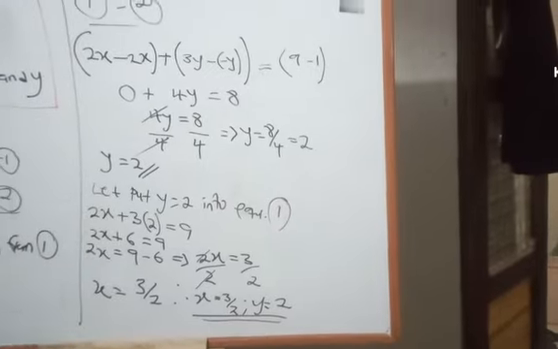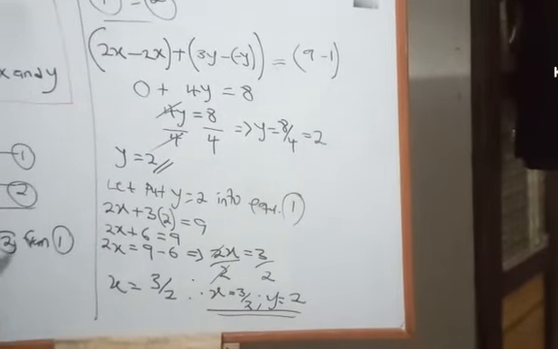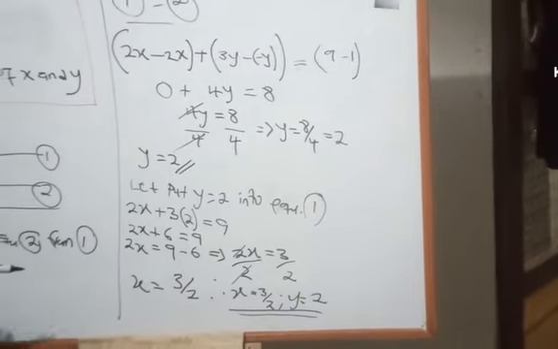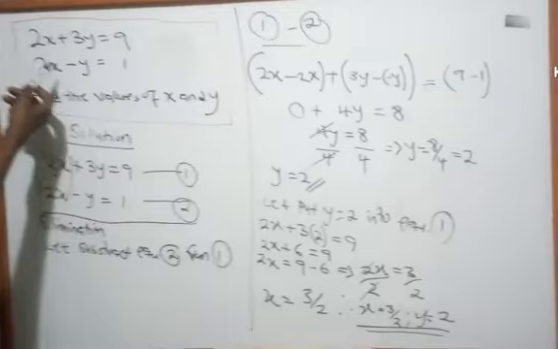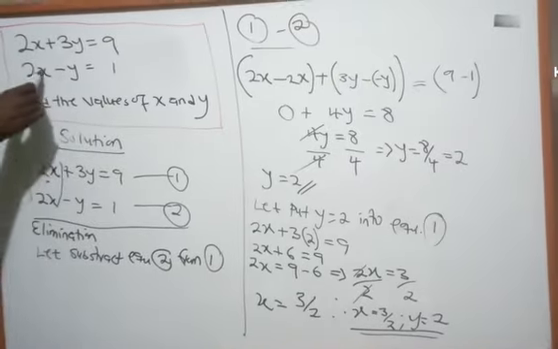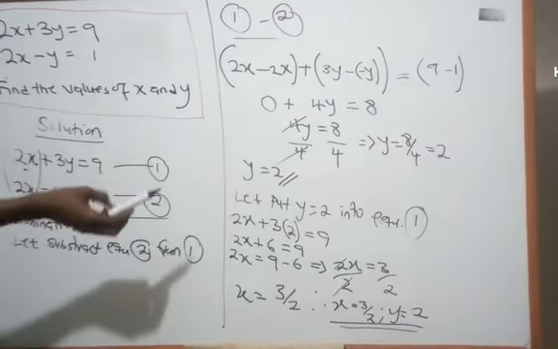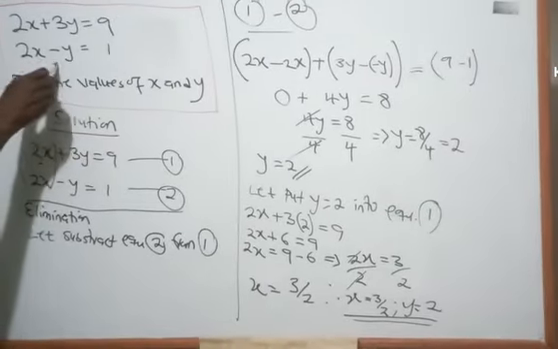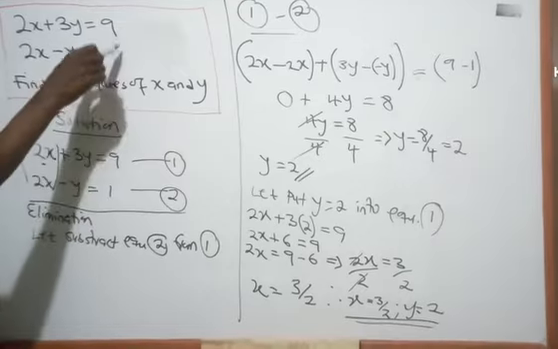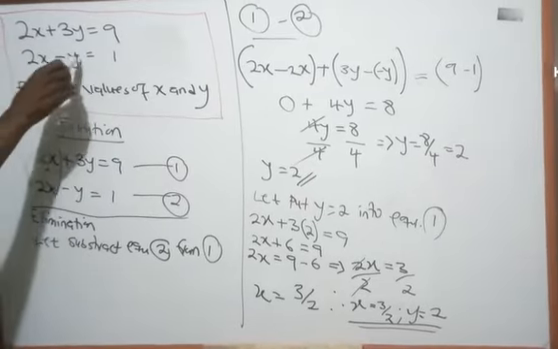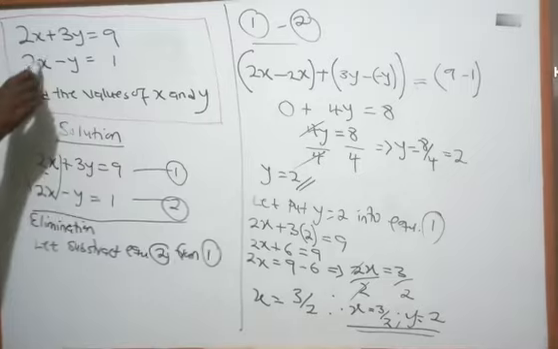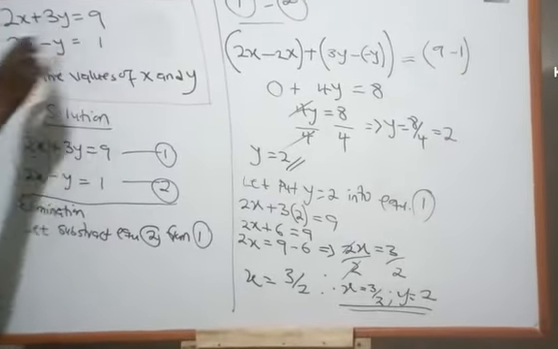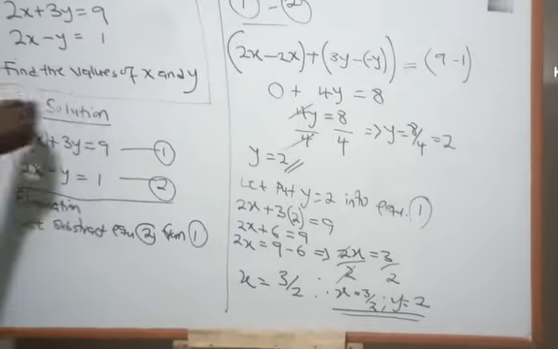you can always check whether your answers are correct or wrong. Let's say in equation 2, we saw that we have 2x minus y is equal to 1. So if we substitute the values we got for x and y inside here, it should also give us 1. So that we'll have 1 is equal to 1, because 2x minus y is equal to 1. Meaning 2 times our x value, 3 over 2, minus 2 should be equal to 1. Let's try and prove it and see.